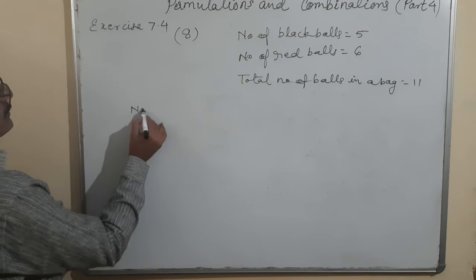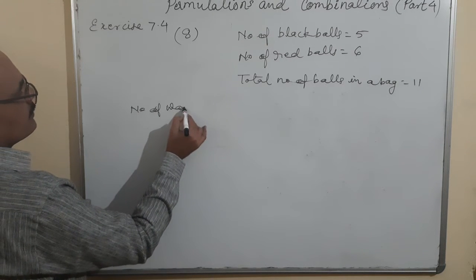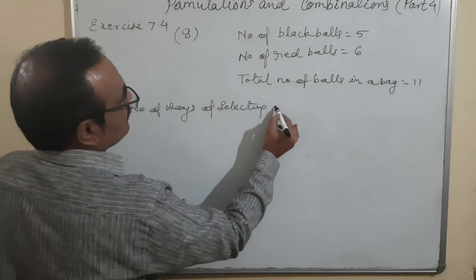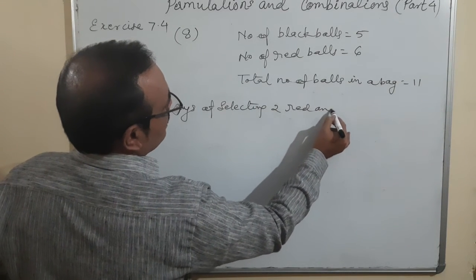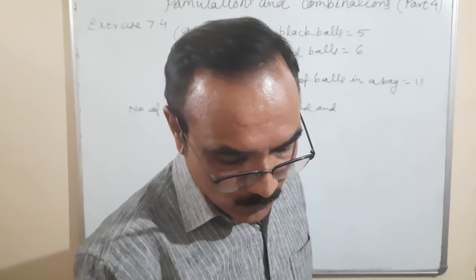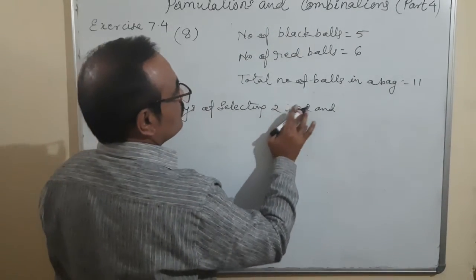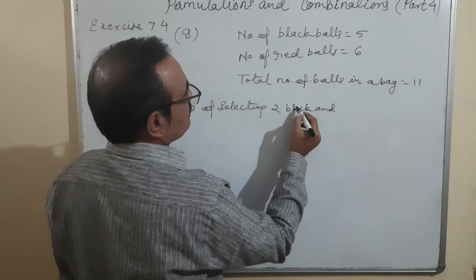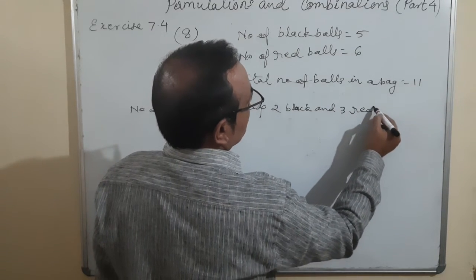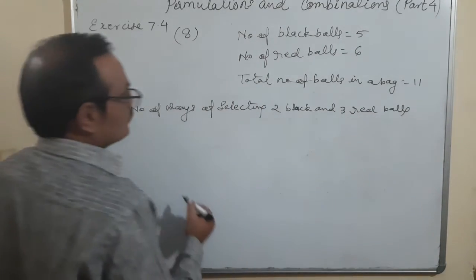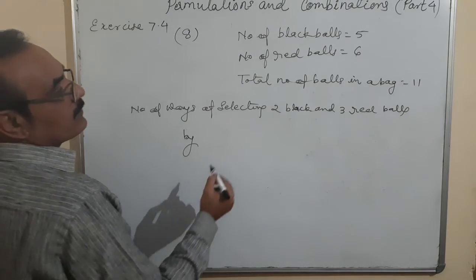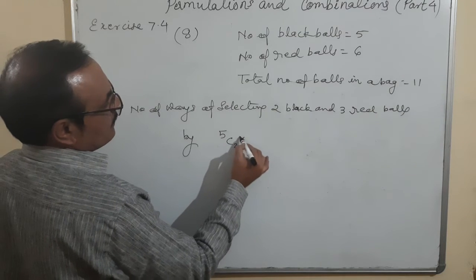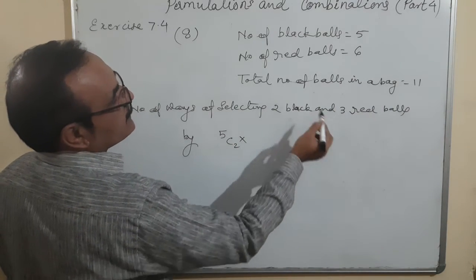Number of ways of selecting 2 black and 3 red balls. 2 black, total number of black balls 5, so 5C2. Total number of red balls, selecting 3 out of 6, 6C3.